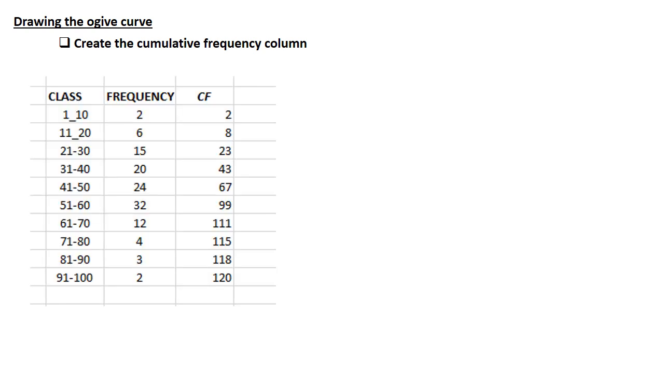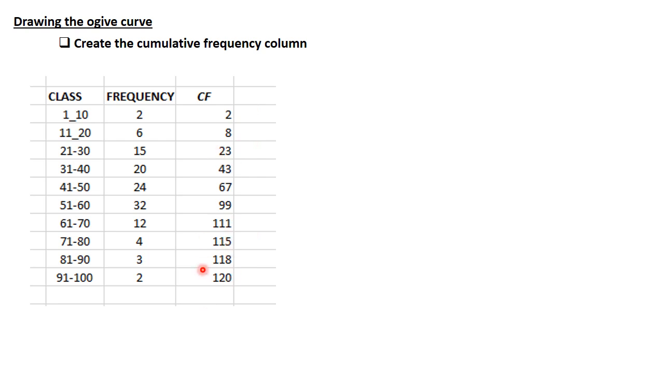Drawing the Ogive curve, this is what we do. We first of all need to develop the cumulative frequency column. The data that was given had classes and frequencies, but now we need to develop the cumulative frequency column, which starts with 2. The next value is 8 because it is 2 plus 6. The next value is 23 because it is 8 plus 15. The next one is 43 because it's 23 plus 20. The next one is 67 because it's 43 plus 24, and on and on. The last figure should be 120.